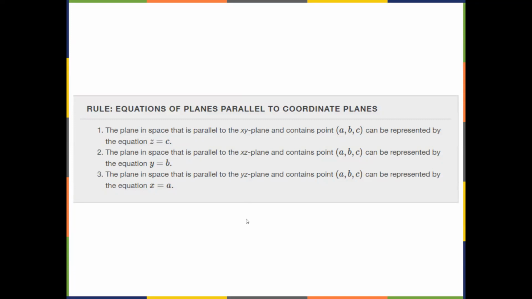Equations of planes parallel to coordinate planes. So you can see here that we would have your point (a, b, c), and then you would either have z equal to c, y equal to b, or x equal to a. All right, you guys should be totally cool on understanding that concept, right?